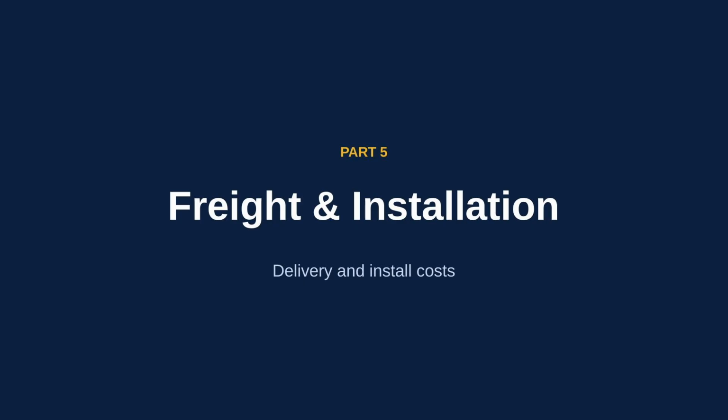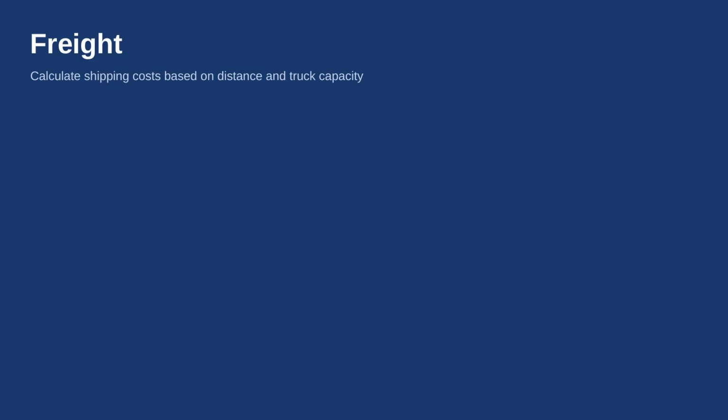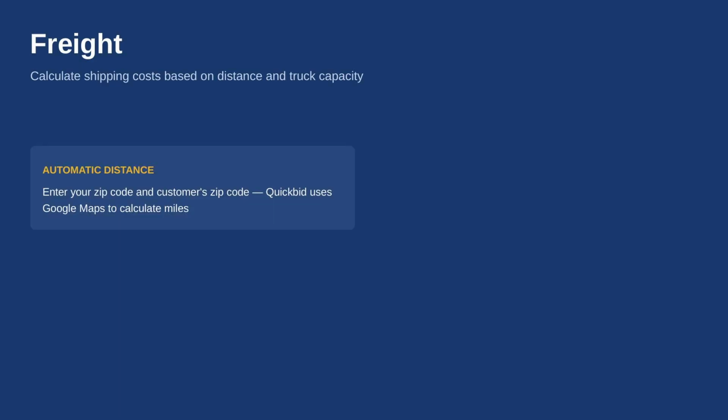The last two components of your quote are installation and freight. These are separate from your cabinet pricing and give you flexibility in how you charge for delivery and installation services. The Freight tab lets you calculate shipping costs based on distance and truck capacity. First, there's automatic distance calculation. You enter your shop's location by zip code and the customer's delivery zip code. And Quickbid uses Google Maps to calculate the distance in miles. This saves you from having to look it up manually for every order.